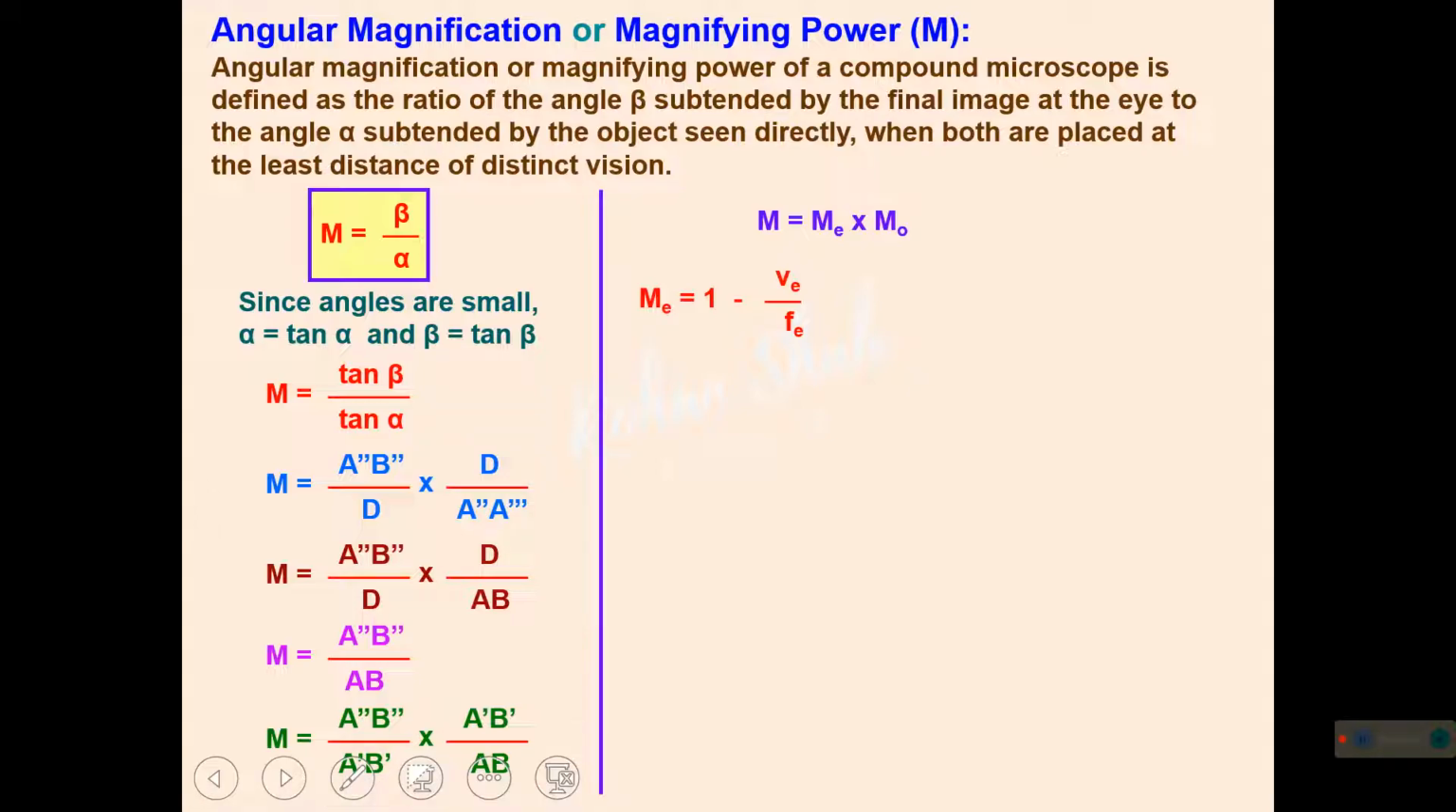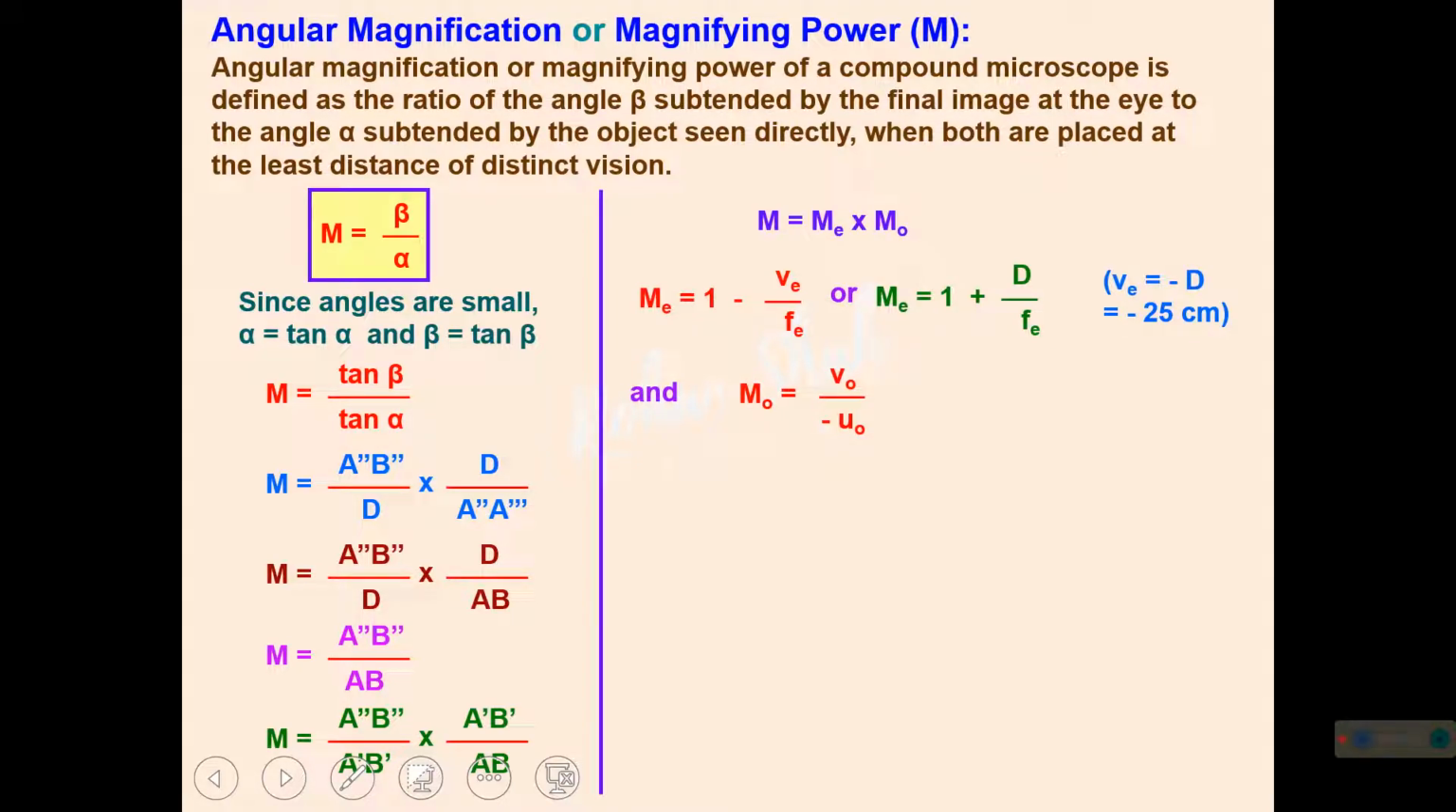And as such it is due to IP, so M is equal to 1 minus VE upon FE, right? And now substituting the values, VE, the final image, at what distance do we form it? The distance of least distinct vision, and because it forms on the left-hand side with respect to the lens, it has to be considered as negative. So 1 minus minus of D, that is 1 plus D divided by FE, that is the focal length of the eyepiece, right? Great. This is understood very well.